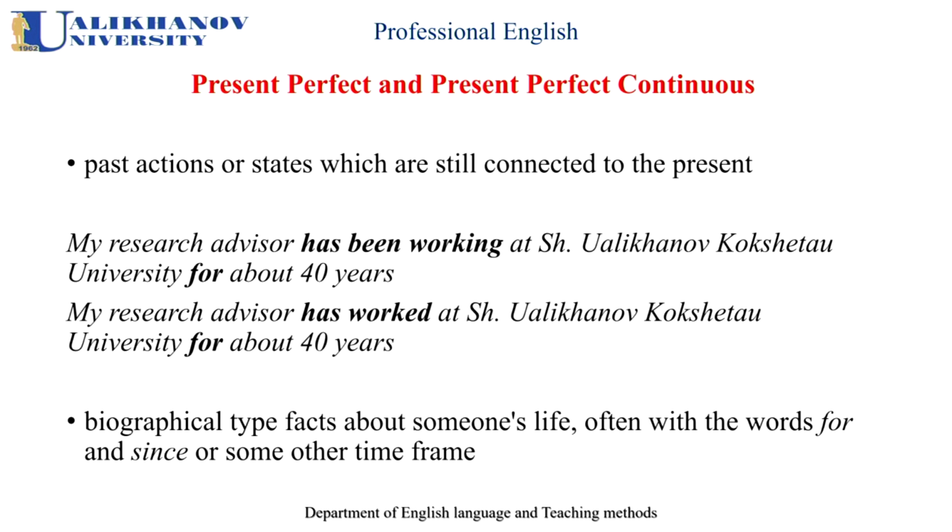We use present perfect and present perfect continuous to talk about past actions and states which are still connected to the present. In some cases, we can use both present perfect and present perfect continuous. This is usually the case when we refer to biographical type facts about someone's life, often with the words for and since or some other time frame. Let's look at the examples.